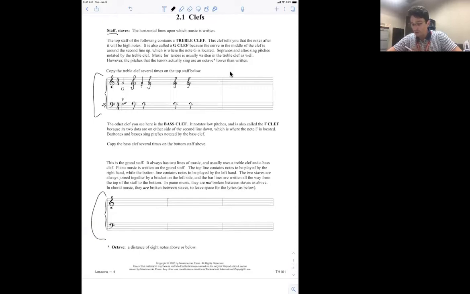The 2 staves are always joined by a bracket on the left side, and the bar lines are written all the way from the top of the staff to the bottom. In piano music, they are not broken between staves as above. In choral music, they are broken between staves to leave space for lyrics, okay? So typically you would have, I'm just randomly thinking of a song, Silent Night, Holy Night written in there. So we don't have the bar lines going through in choral music, okay? So again, grand staff, treble clef right here, bass clef right here, joined together with a bracket, okay?